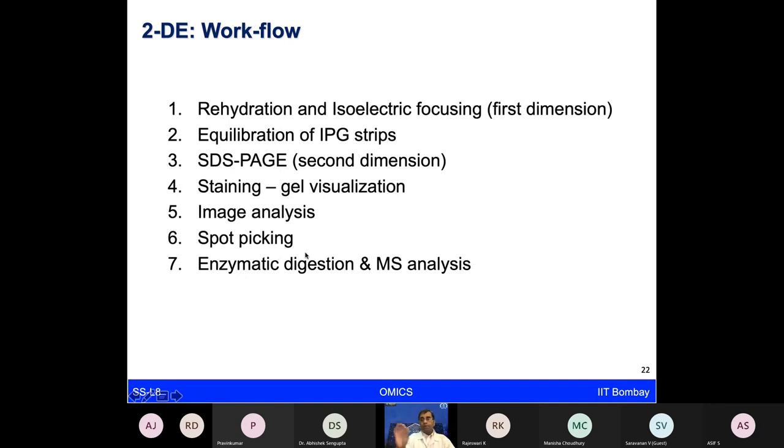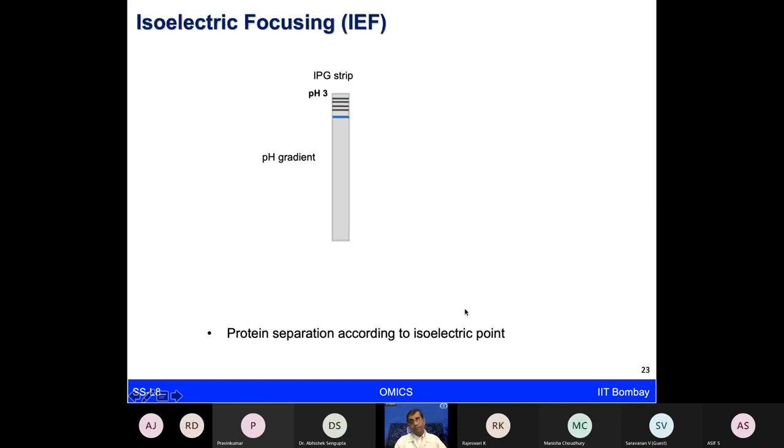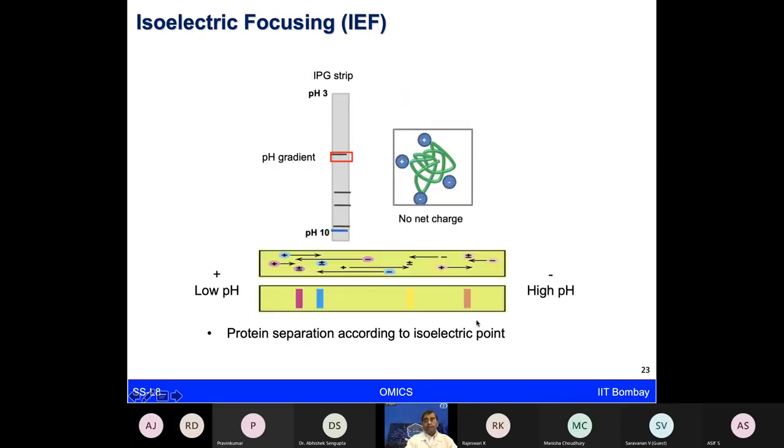Spot picking identifies which spots are significantly different. Again, you have to do a lot of statistics to make sure which of the proteins among thousands of spots are showing a common pattern and showing a good p-value. And then you can pick those and digest them and want to know what those proteins are. And then you want to do mass spectrometry based analysis for that. So IEF, conceptually, how does this work? You are taking your IPG strip, and let's say in this case we are taking a 3 to 10 pH gradient IPG strip.